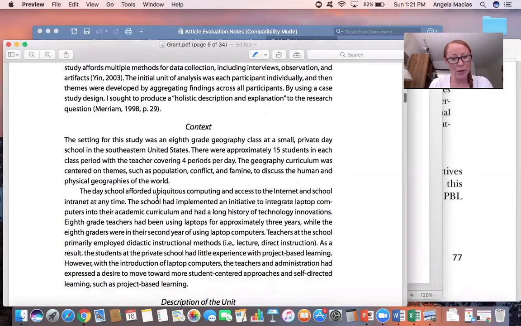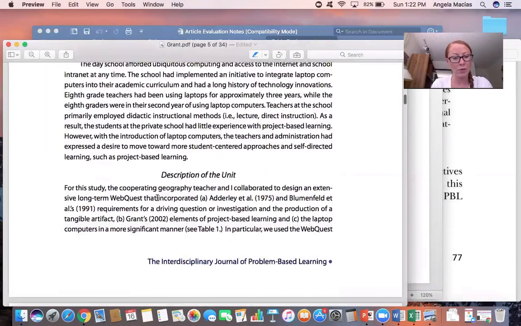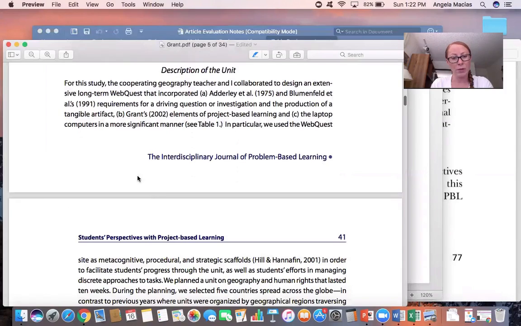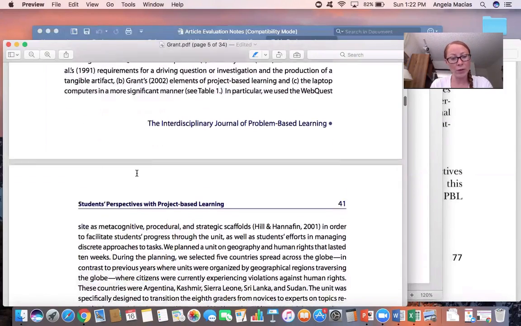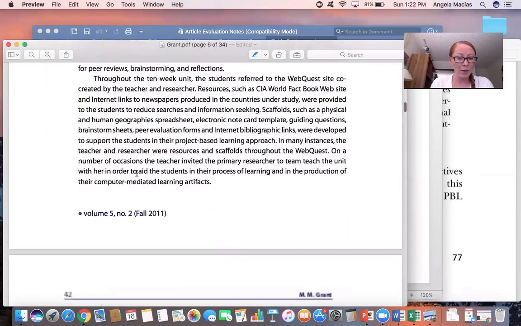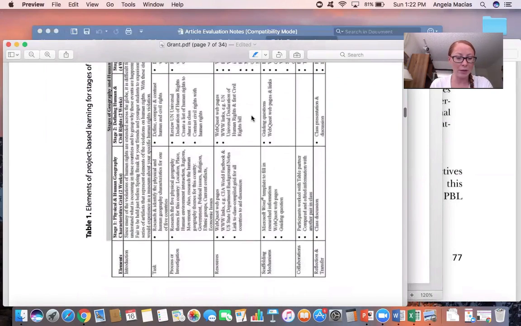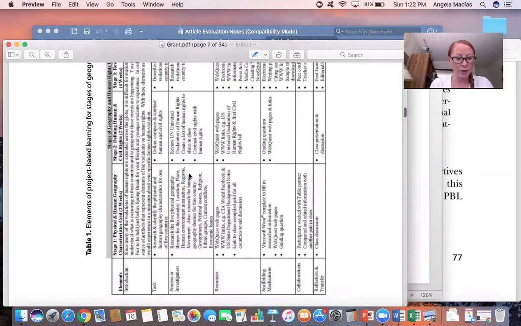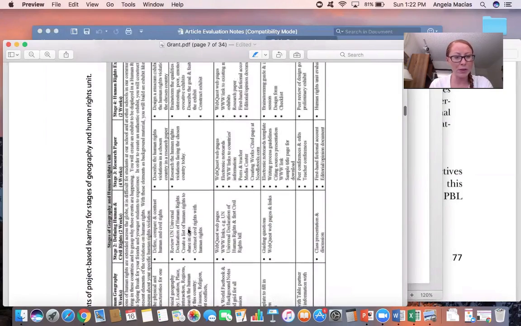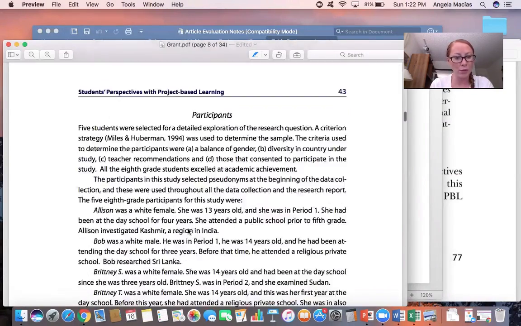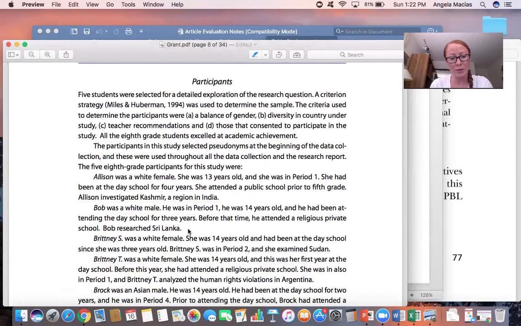Okay, so as I keep reading, the context is going to tell me about the school, a description of the unit, the research that was done, what kind of unit they were doing, what the project was like, and I'm going to get a better feel for how this is put together. Now we often get these kinds of big charts that give you a comparison of pieces of the research, steps that they went through. They'll tell you a little bit about the participants.